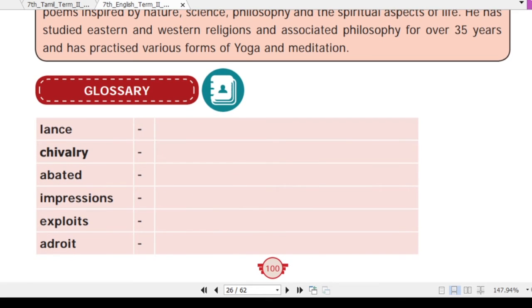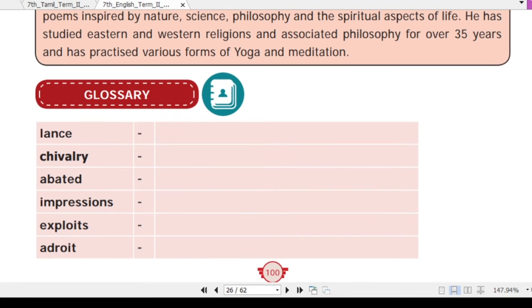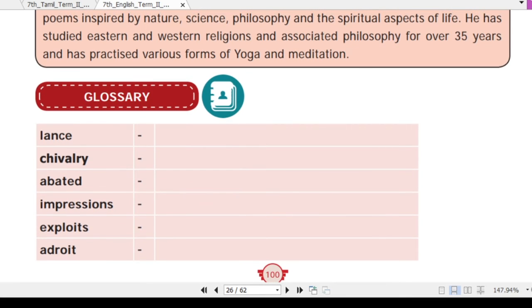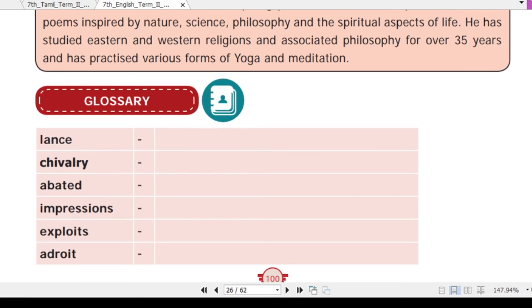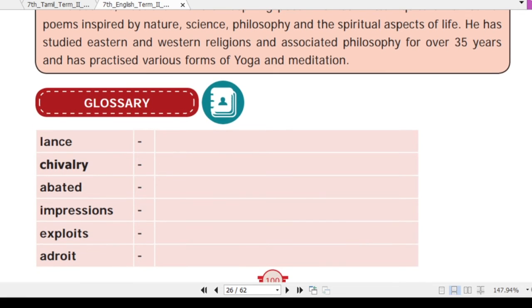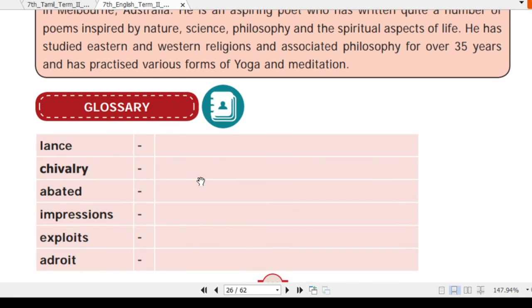Then abated. Abated means reduced. Abated means making reduce. Okay, குறைக்கப்பட்டது.